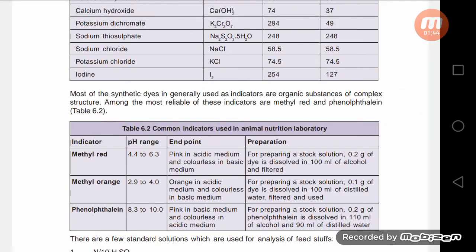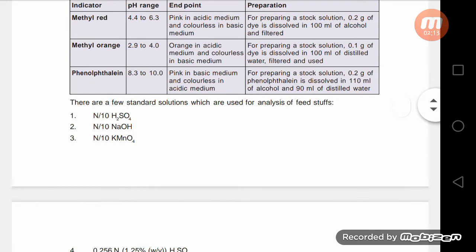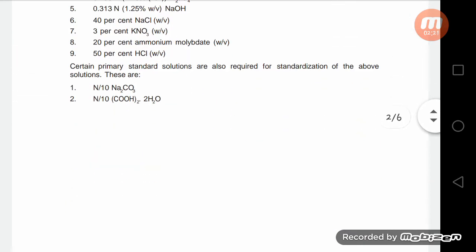Next, most of the synthetic dyes generally used as indicators are organic substances of complex structure. Among the most reliable of these indicators are methyl red and phenolphthalein. Common indicators used in the animal nutrition lab, you can see here: methyl red, methyl orange and phenolphthalein. Next, there are a few standard solutions which are used for analysis of feed stuff. So you can see here.